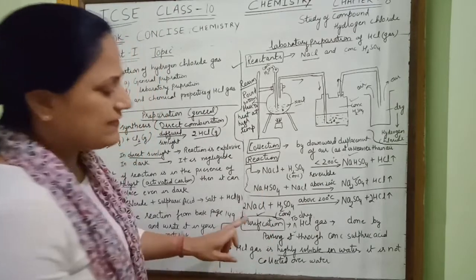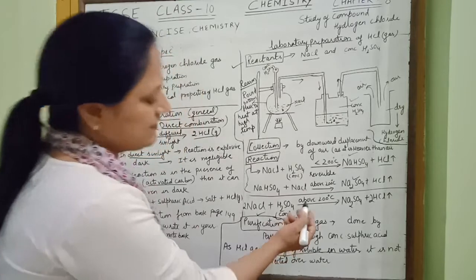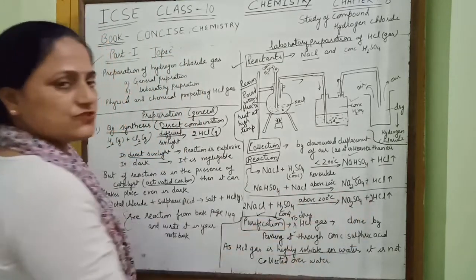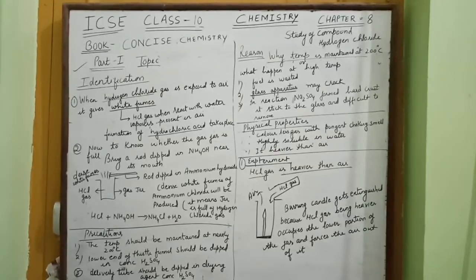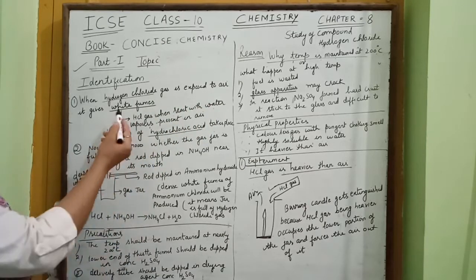Two molecules of NaCl, when they react with concentrated sulfuric acid above a temperature of 200 degrees Celsius, give sodium sulfate and hydrogen chloride gas. Now, to identify that the gas jar is full of hydrogen chloride gas: when hydrogen chloride gas is exposed to air, it gives white fumes.